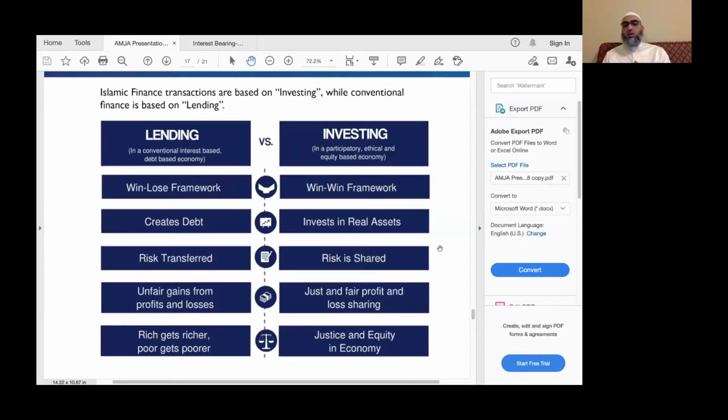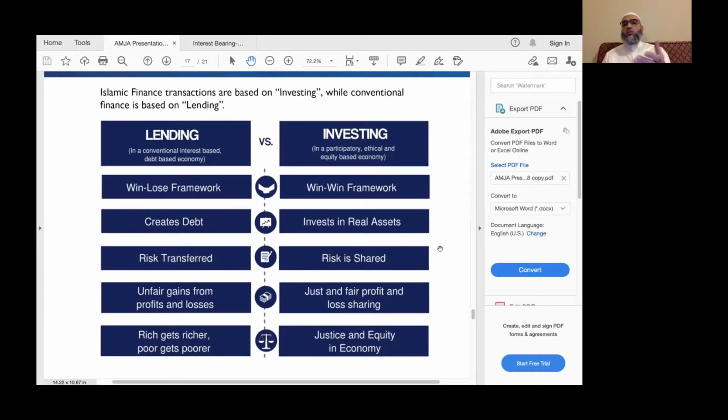So in the Islamic finance system, there is a risk-sharing concept, versus in the conventional finance system, risk transfer. Someone is putting all the risk, all the liability, on the other party and just sitting and waiting for that money to be paid back plus interest on top of it. This is absolutely unfair.